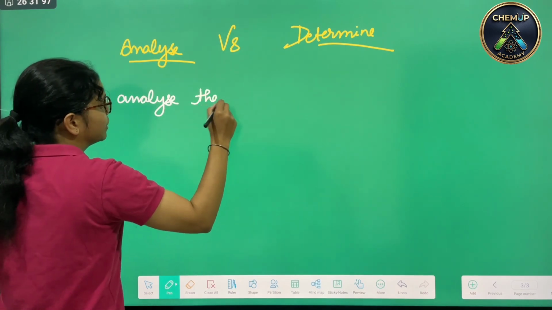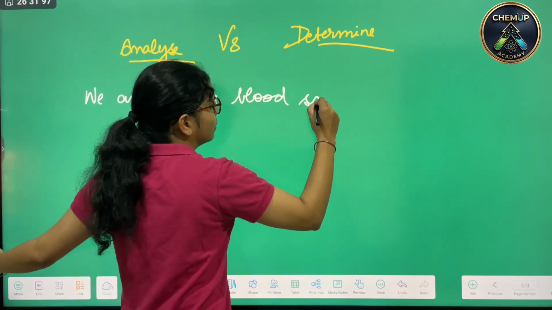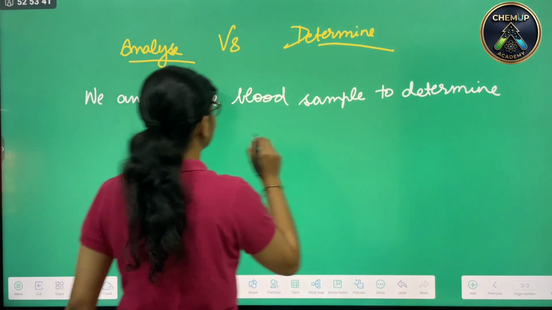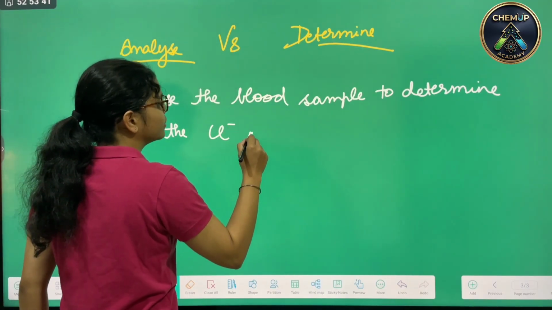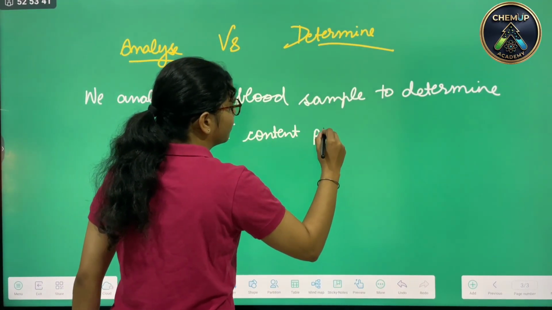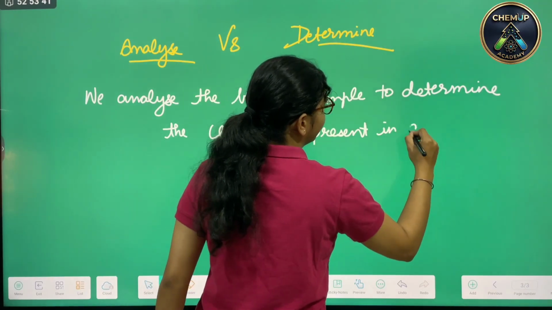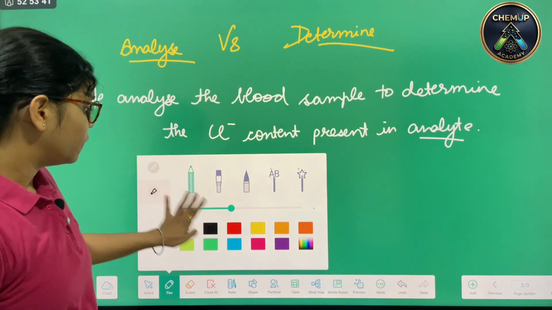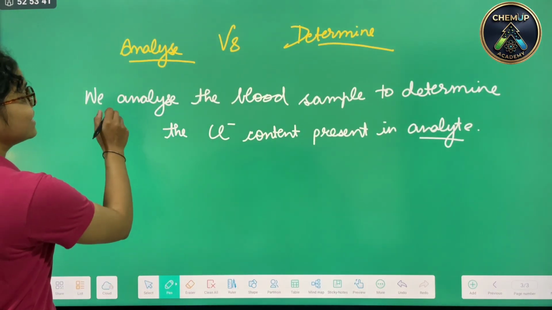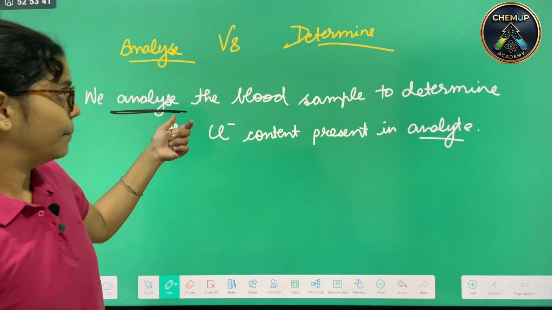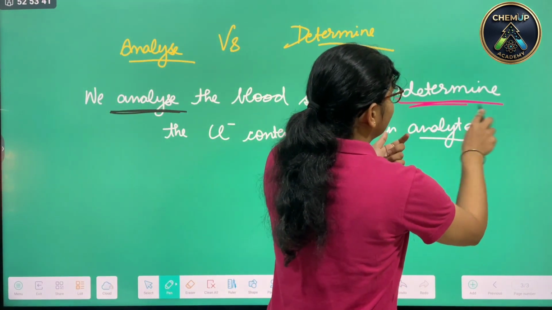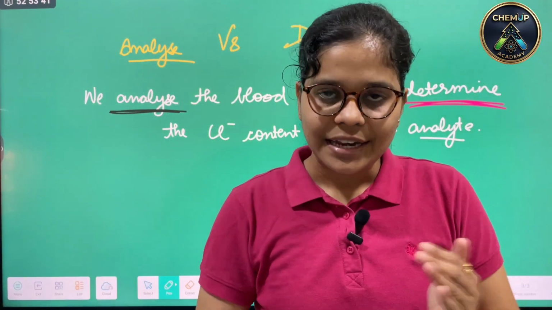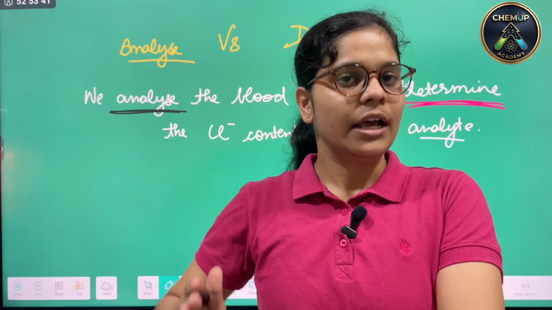So what we will do is say that we analyze the blood sample to determine the chloride ion content present in the analyte. Analyte is now a known term for you. So what are we doing? We are analyzing the sample. We will always analyze the sample so as to determine the chloride ion content that is present in it. So we always analyze the analyte in order to determine the concentration.